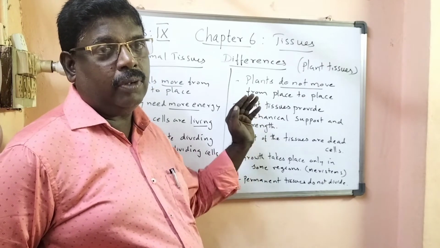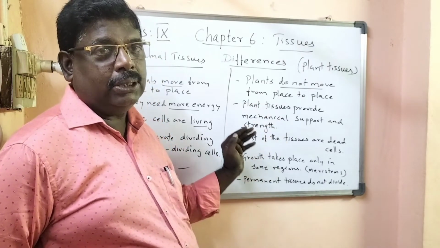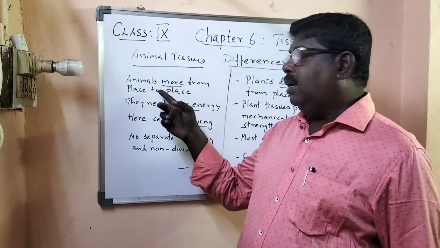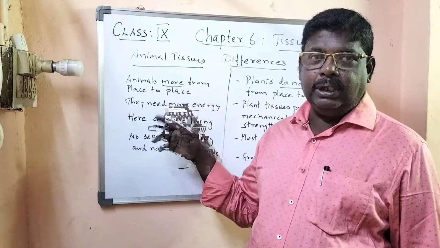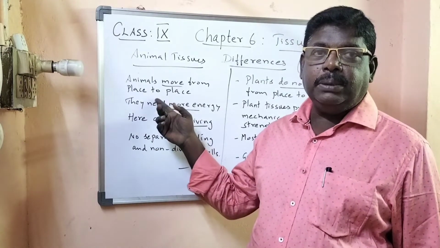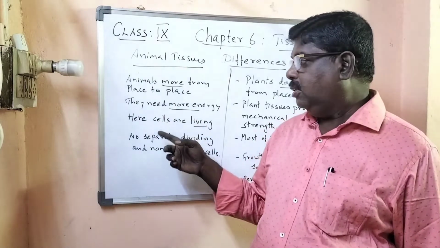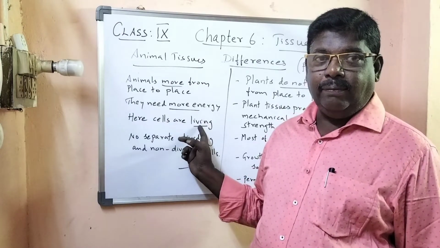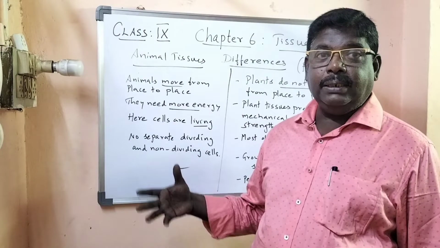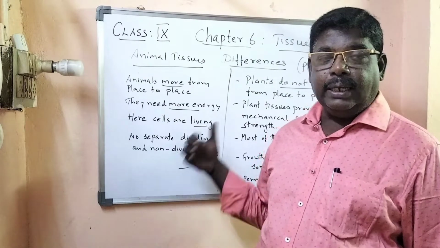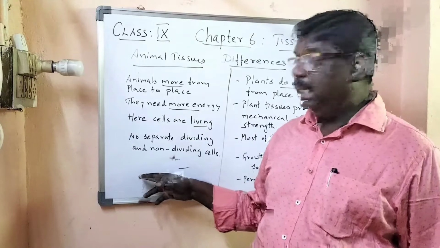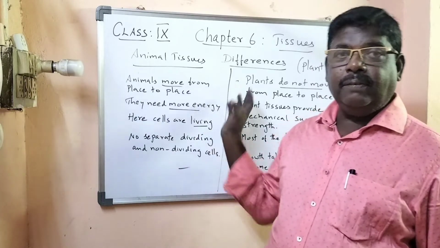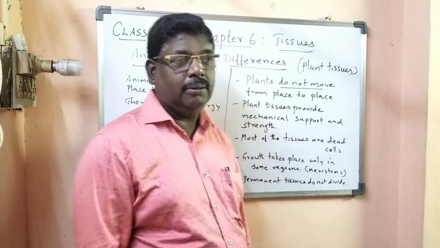Because plants do not move from place to place, their energy requirements are less. Coming to animal tissues, animals move from place to place, so they need more energy. Here all the cells and tissues are living, and there are no separate dividing and non-dividing cells. Unlike plants, there is no meristem or permanent tissue. So these are the differences between plant tissues and animal tissues.